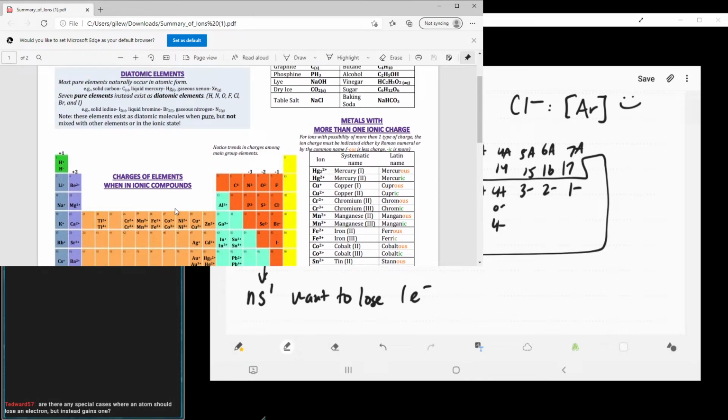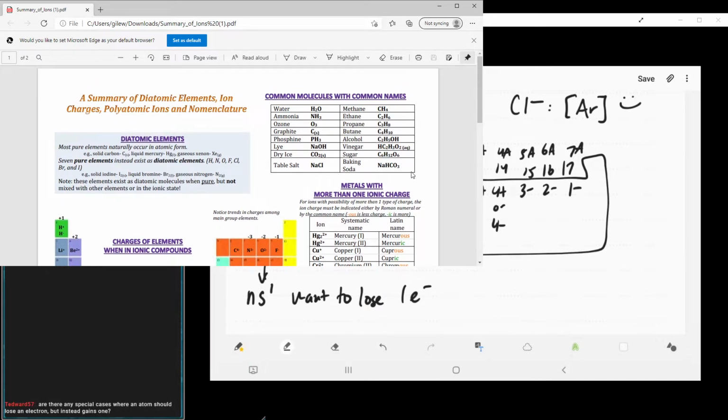On this chart also, you're going to see some common compounds that you're going to want to learn as well. Of course, some of these we know already.